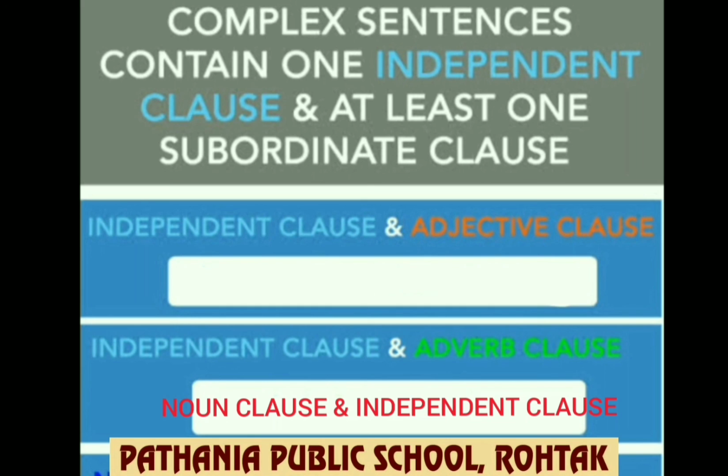Further, subordinate clauses are divided into three: noun clause, adverb clause and adjective clause. And children, in our previous video lecture, that is of Grammar Chapter 3, The Phrase and the Clause, we have learned these subordinate clauses in detail. So for follow-up, do watch that video again.